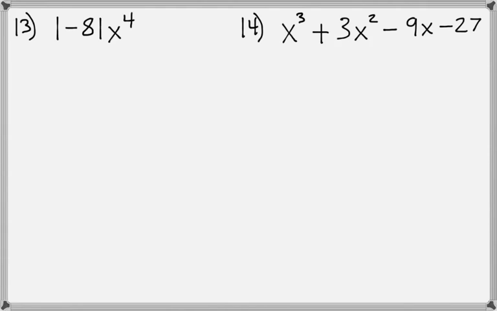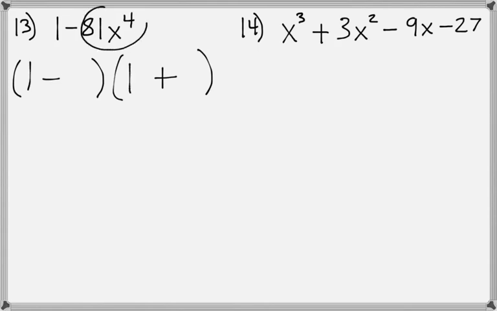So if you look at this, this is a difference of two squares. So I'm going to put my two parentheses, a minus and a plus. What times itself gives you 1? That would be 1. What times itself gives you 81x to the fourth? That would be 9x squared. And we always try to factor as far as we can go.